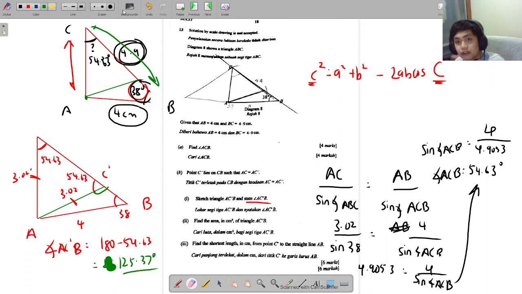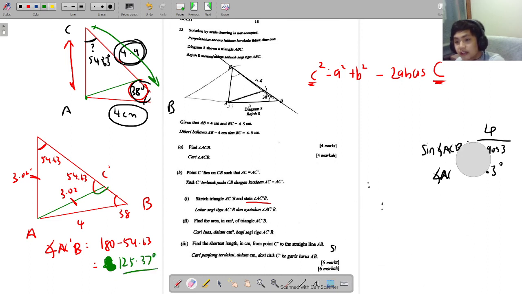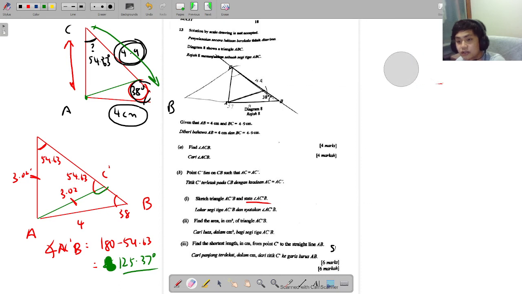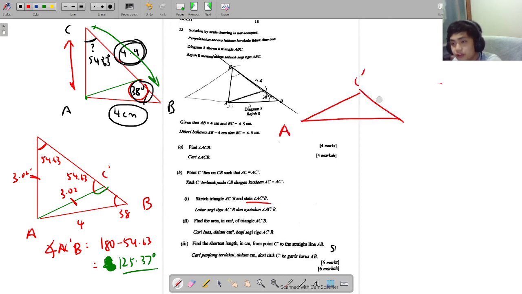So 125.37 degrees. Now find the area of the triangle AC prime B. Just to do another rough sketch of the triangle, because I can't really erase, I'm just going to erase the whole thing, so I may just redraw. So C prime B. This is 38, this is 3.02, and this is 4.